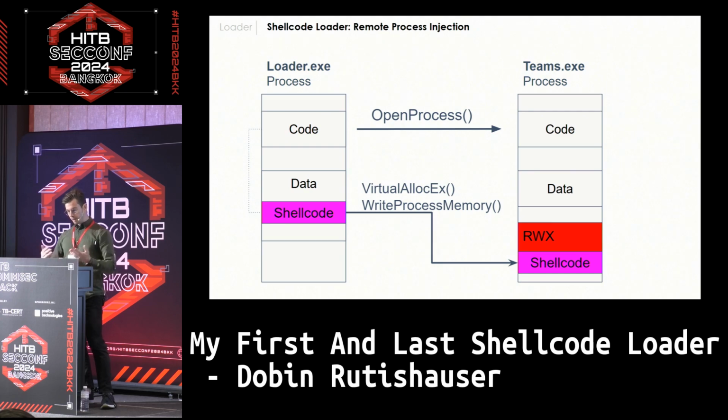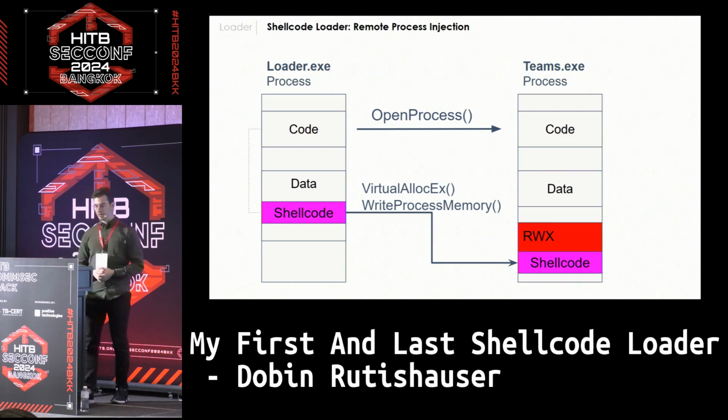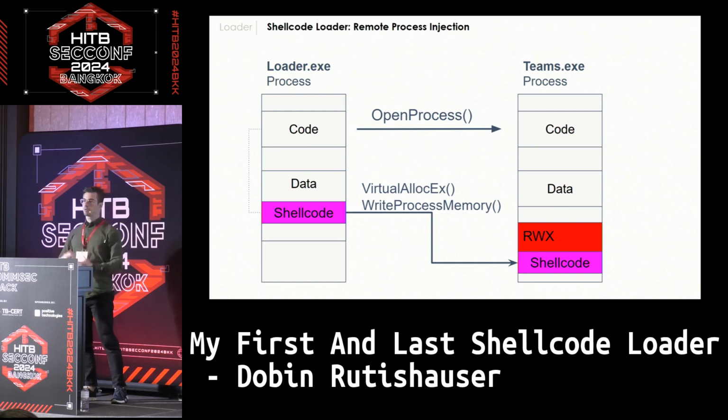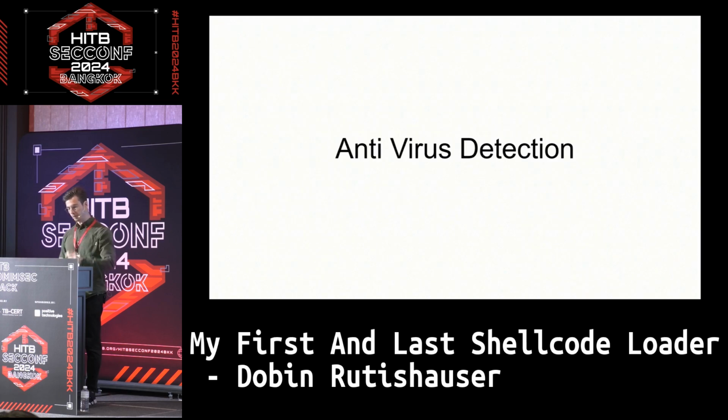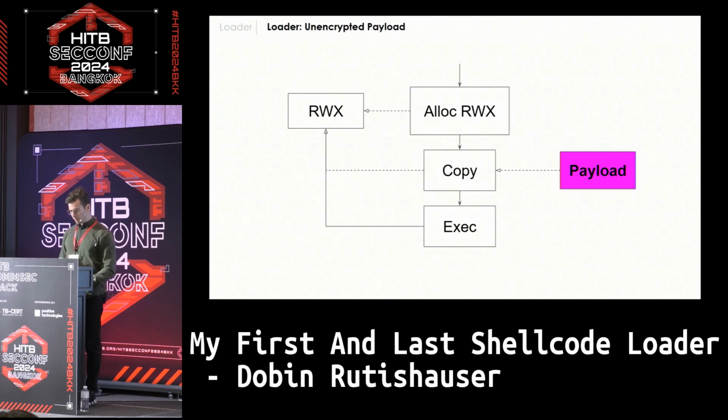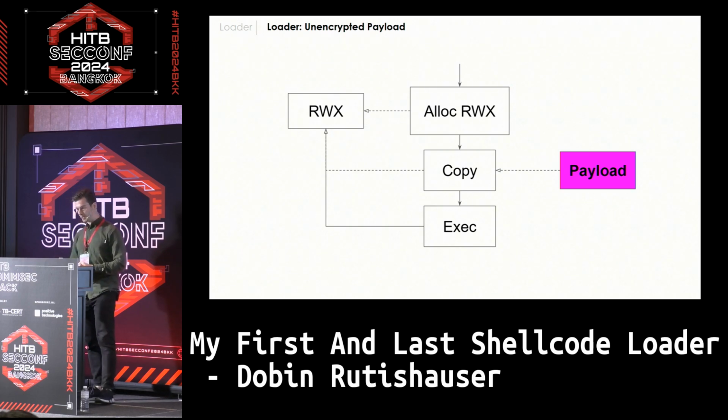You can also do it in other processes. So Windows provides the OpenProcess API. So you open a remote process when you have permissions, allocate the memory there, copy the shellcode, create a new thread, and then you have your shellcode running in another process. These are the basics. Now we go to the antivirus, how this one works.